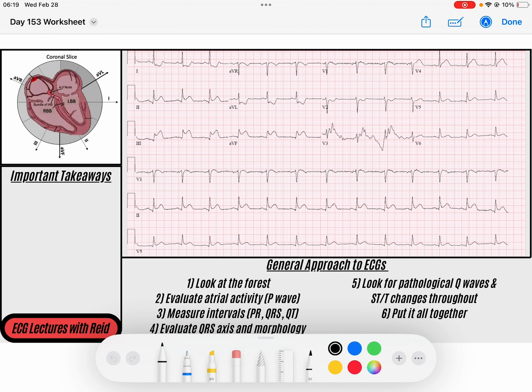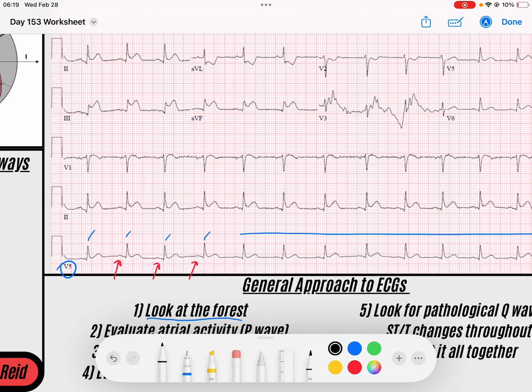So the first thing I'm going to do is kind of look at the forest and figure out what is going on with this ECG. So maybe I come down here to this V5 rhythm strip, and I see I've got a narrow complex rhythm. It seems to be pretty regular for the entirety of the strip. It's reassuring. And I do see some nice little P waves in front of my QRSs, right? So this makes me think that it's probably driven by the atria. But let's look at the rate here.